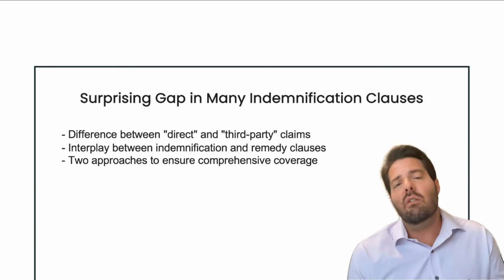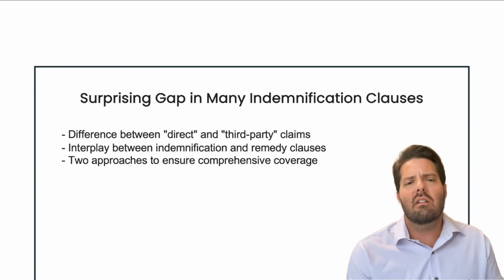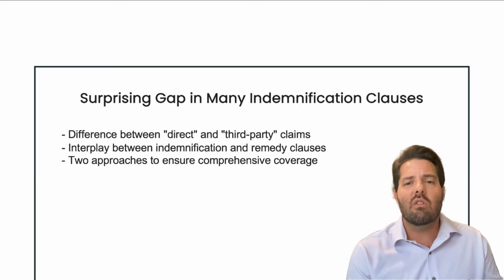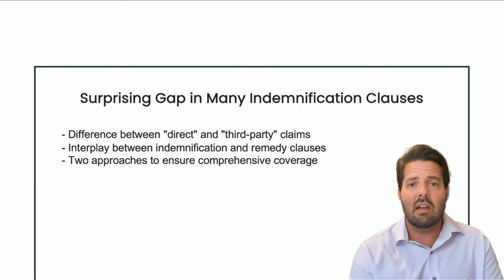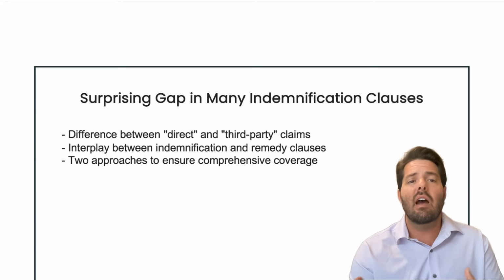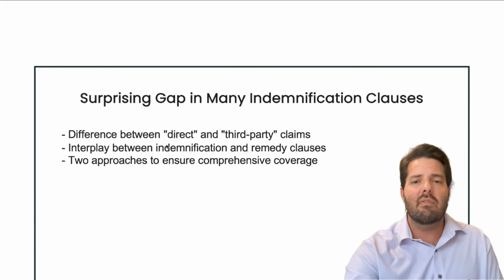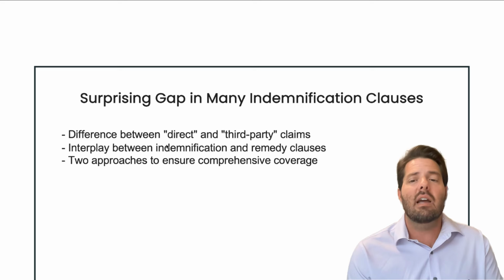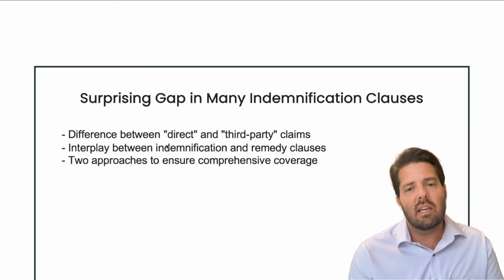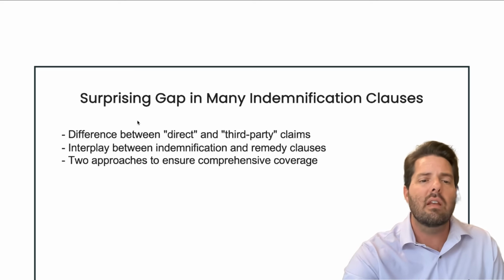What we need to do first is distinguish between direct and third-party claims. Direct claims are those between the actual parties to the contract, whereas third-party claims involve those outside the contract. Many people assume that indemnification clauses cover both types of claims, but that's not always the case, especially in Texas, Delaware, and New York, and other states, but not all states, so be careful if you're watching this video.